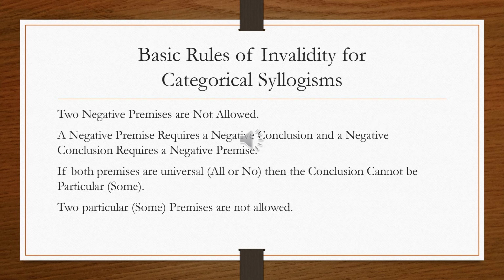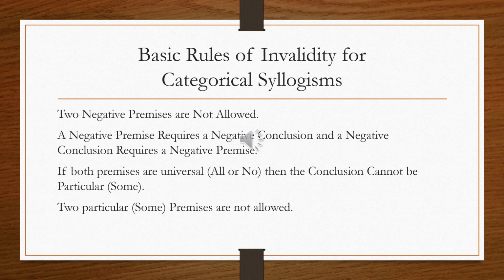If you have a negative premise, like in the previous example we just looked at, then you have to have a negative conclusion. There has to be that balance. A negative premise requires a negative conclusion, and a negative conclusion requires a negative premise. So if you see a negative statement in the premises, you have to look for a negative statement in the conclusion. Now, of course, if you have 2 negative statements in the premises, well, that would violate the first rule. Right? So these are handy markers for telling us if an argument is invalid in a very simple way.